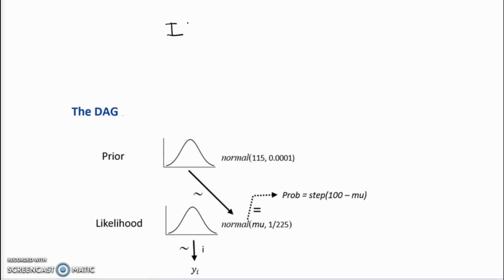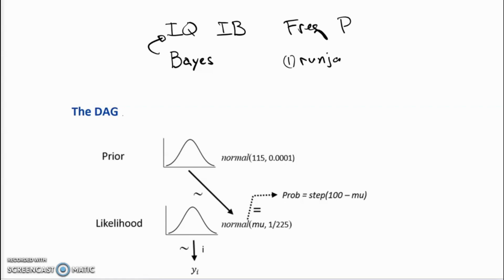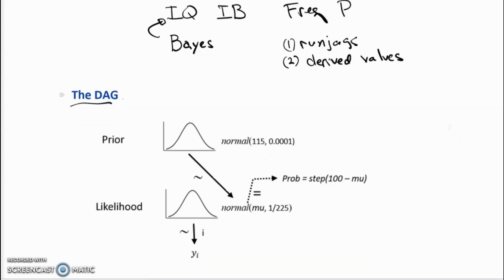So in the previous video, we went over the example of IQ of IB students, and we produced a Frequentist P value. And in this video, the primary thing we're going to do is use the Bayesian approach to look at the same issue. Also, two other goals. One is to, again, see some more run-jags code, and then see in particular how run-jags can create derived values or derived variables. We'll begin with our directed acyclic graph.